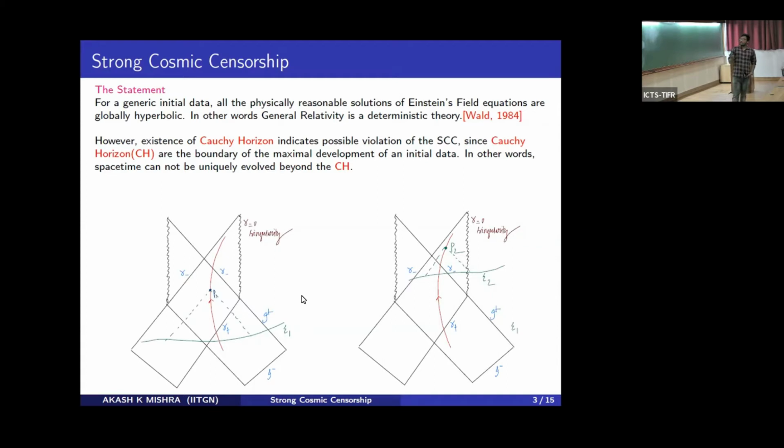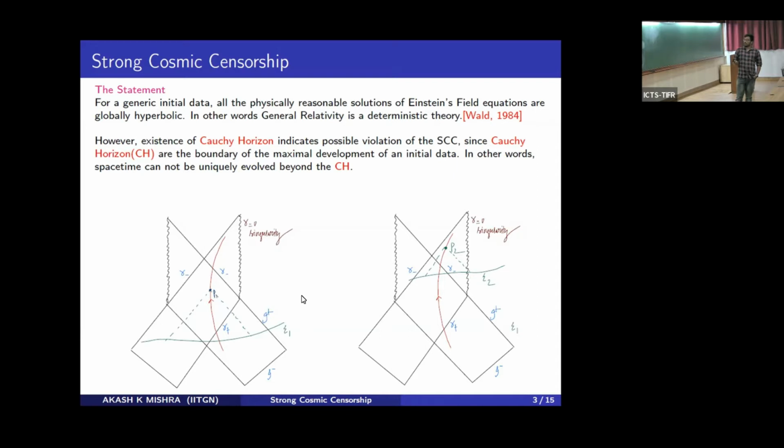Basically, as you can see, this is a statement regarding the deterministic nature of GR. However, this deterministic nature can break if there is a Cauchy horizon, because by definition, the Cauchy horizon is the boundary of the maximal development of an initial data. As you can see here, I've drawn two Penrose diagrams of Reissner-Nordström spacetime.